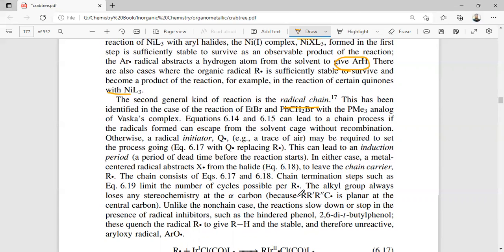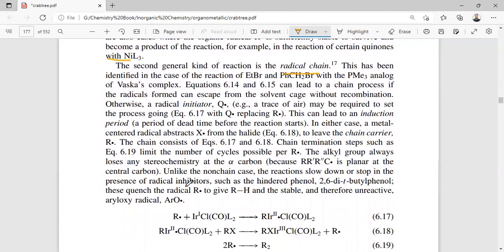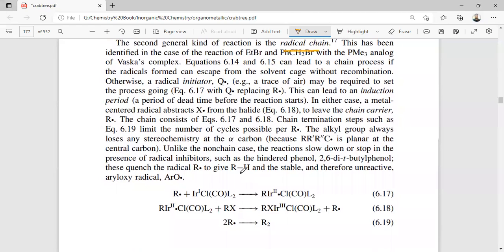The alkyl groups always lose their stereochemistry at the alpha carbon. Unlike the non-chain case, the reaction slows down or stops in the presence of a radical inhibitor, such as phenol or diamine, which react to form RH. In the stable, therefore, the unreacted oxy radical reactor.